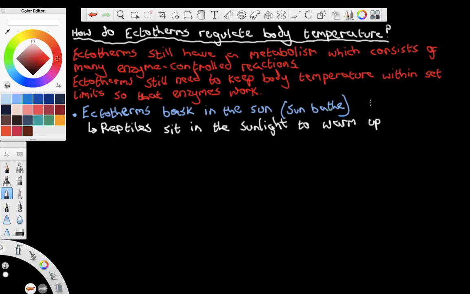At the same time, if they want to cool down, they go into the shade. So ectotherms seek out shade. Okay, so they seek out shade, and this allows them to cool down.